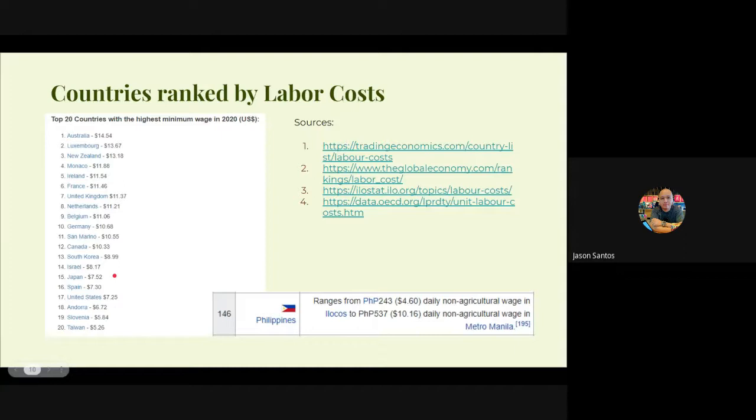Pero ito, I would like to show you something. I have these sources for labor costs. Okay? So, ito, reliable sources yan kasi lahat yan talagang economics organizations. So, let me open this one.